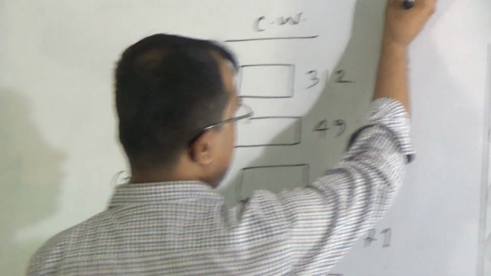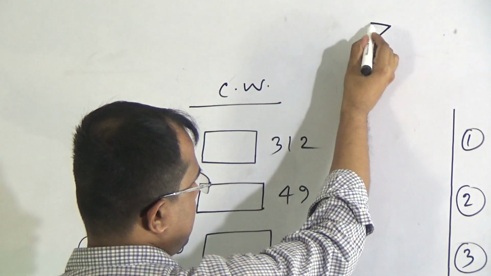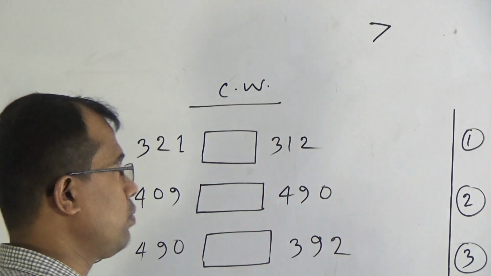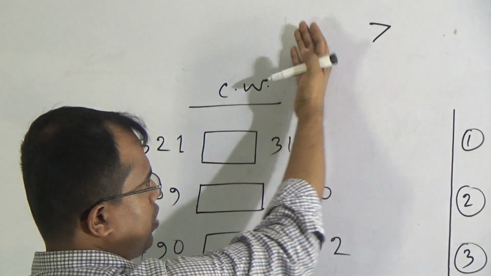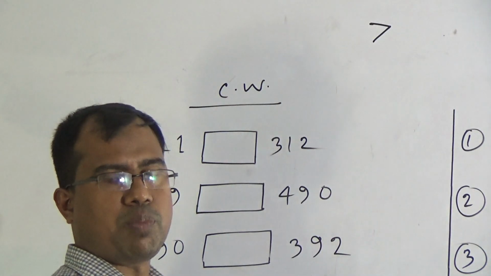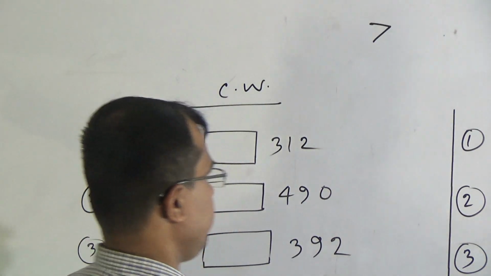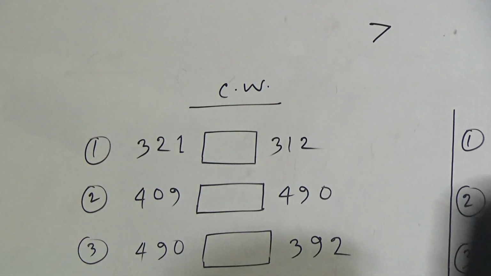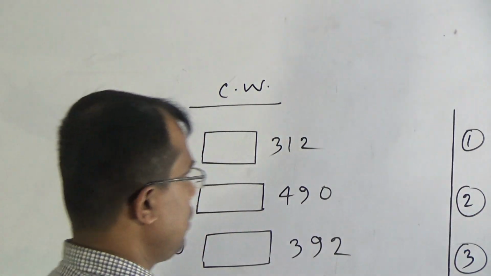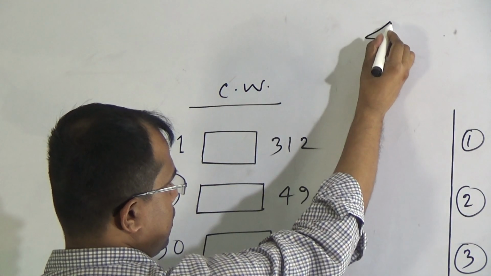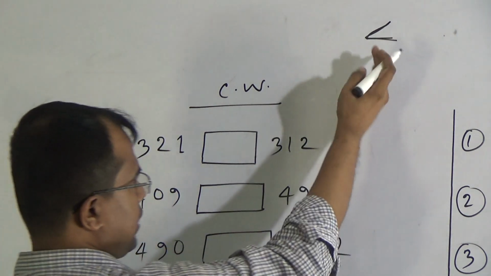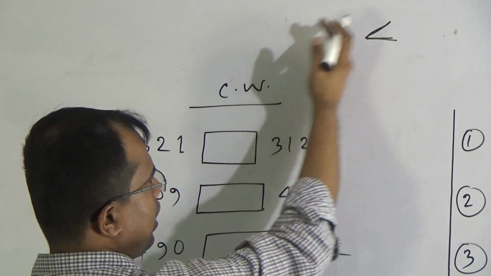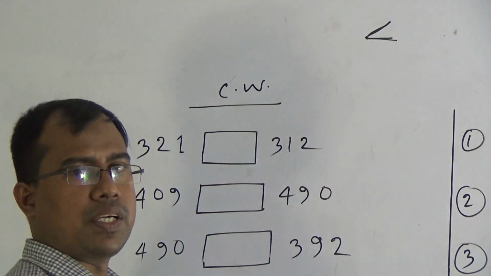Dear students, this symbol is called the greater than symbol. It means the number of this side will be greater and the number of this side will be smaller. Again, this symbol denotes smaller than, and it indicates that the number of this side is smaller and the number of this side will be greater.